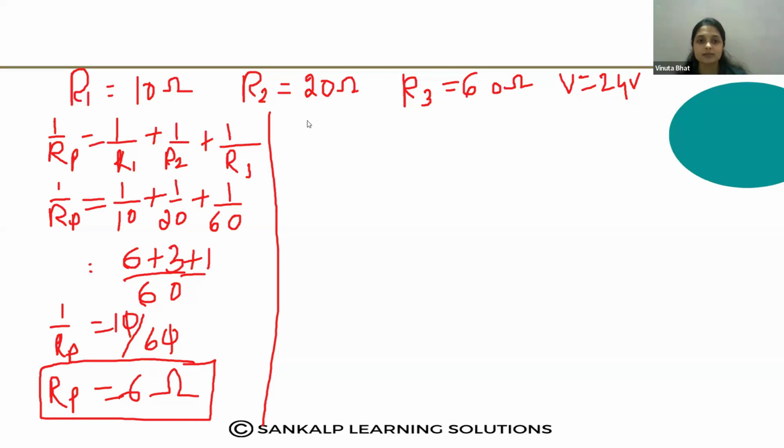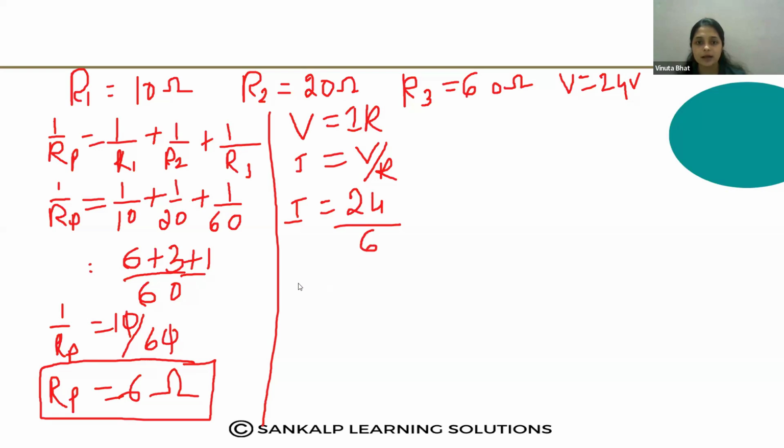Then let us find what the current is. Total current: V is equal to I into R formula. So I is equal to V by R. You know this formula. Okay. I is equal to V, that is 24, by R, that is 6. I is equal to 4 ampere. The total current flowing through this circuit is 4 ampere.